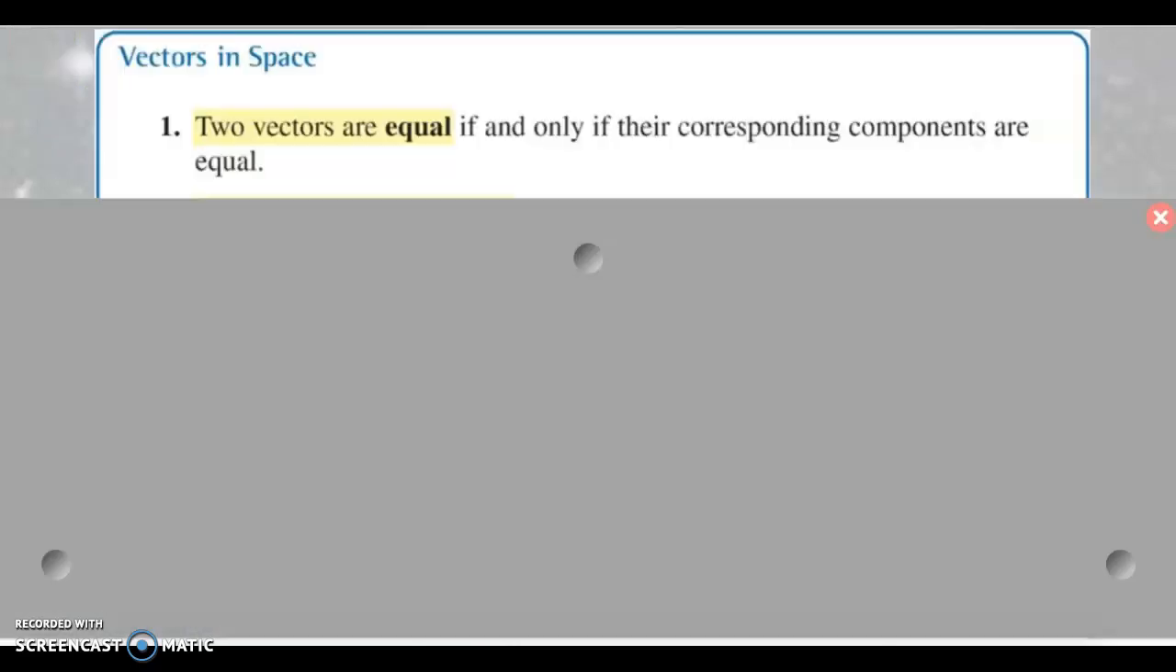There's a couple important things that you need to get down, and these are in your book. You can also pause the video whenever you want and just write them down. But these are some of our important aspects about vectors in space. Number 1, two vectors are equal if and only if their corresponding components are equal. That also means if the corresponding components are equal, then the two vectors are equal.